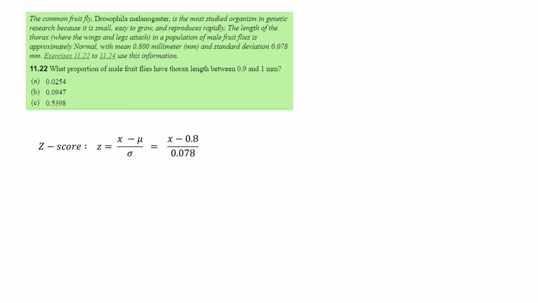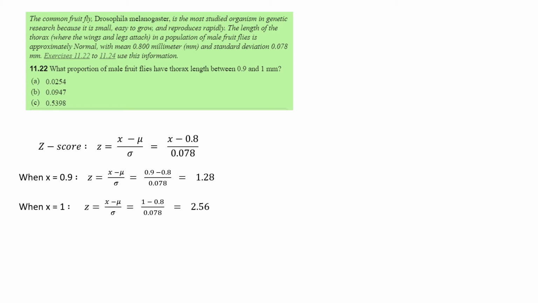So, the z-score formula is (x minus mu) divided by sigma. The mean is 0.8, standard deviation is 0.078. So the z-score will be (x minus 0.8) divided by 0.078. When x is 0.9, I can find the z value, and when x is 1 millimeter, I can find the z value. So for x equal to 1, the corresponding point for the z distribution is 2.56.